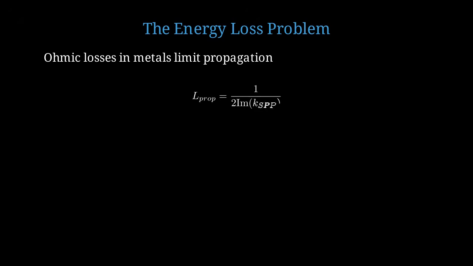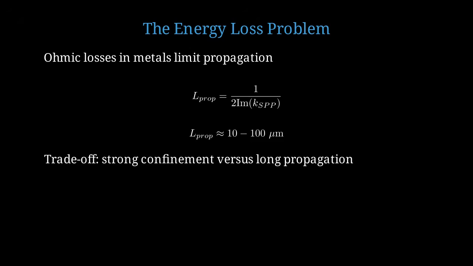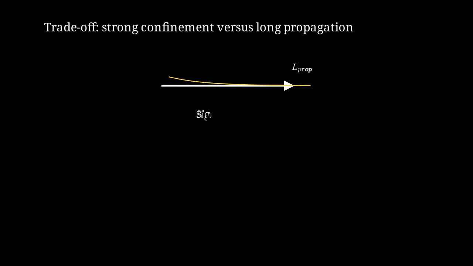The propagation length equals 1 over 2 times the imaginary part of the plasmon wave vector. For typical plasmonic systems, propagation lengths are only 10 to 100 micrometers. There's an inherent trade-off between strong field confinement and long propagation distances. As plasmons propagate along a metal surface, their amplitude decays exponentially due to absorption in the metal.